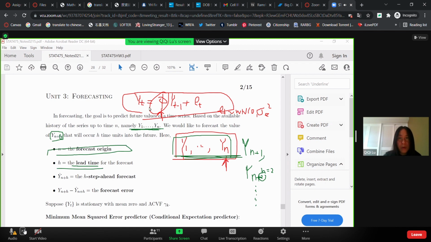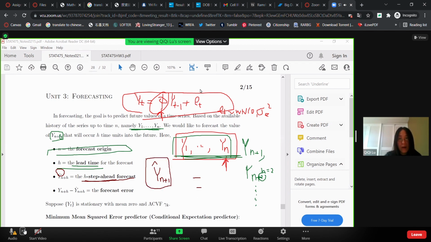And so we put a hat here. So this is a notation. You have a hat here, which means forecast. So Y_{N+H} hat, we call the H-step ahead forecast. If you do Y_{N+1} hat, this is the 1-step ahead forecast, the 1-day forecast. H equals 2, that's the 2-day forecast, right? So 1 step ahead, 2 steps ahead. So this is the notation for the forecast.